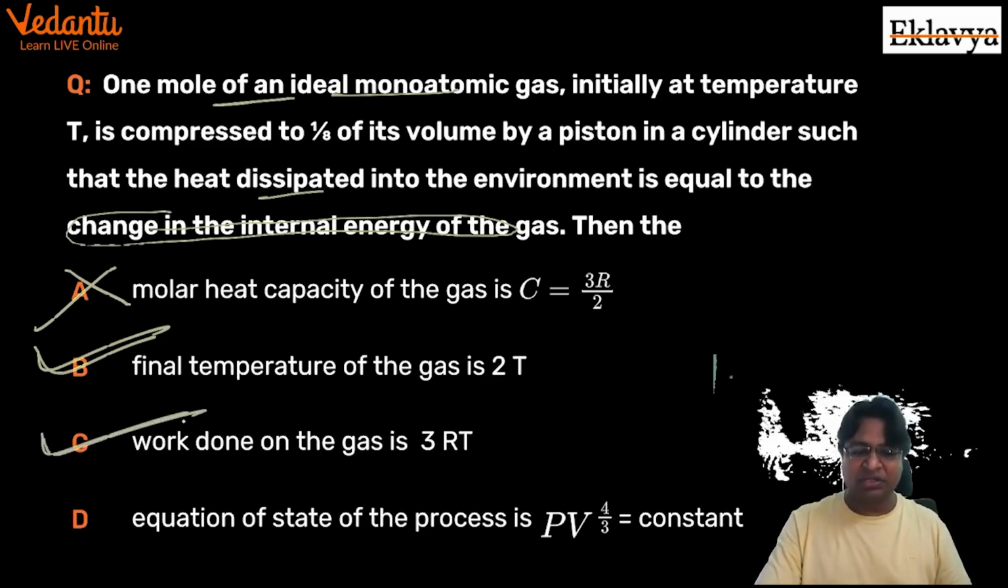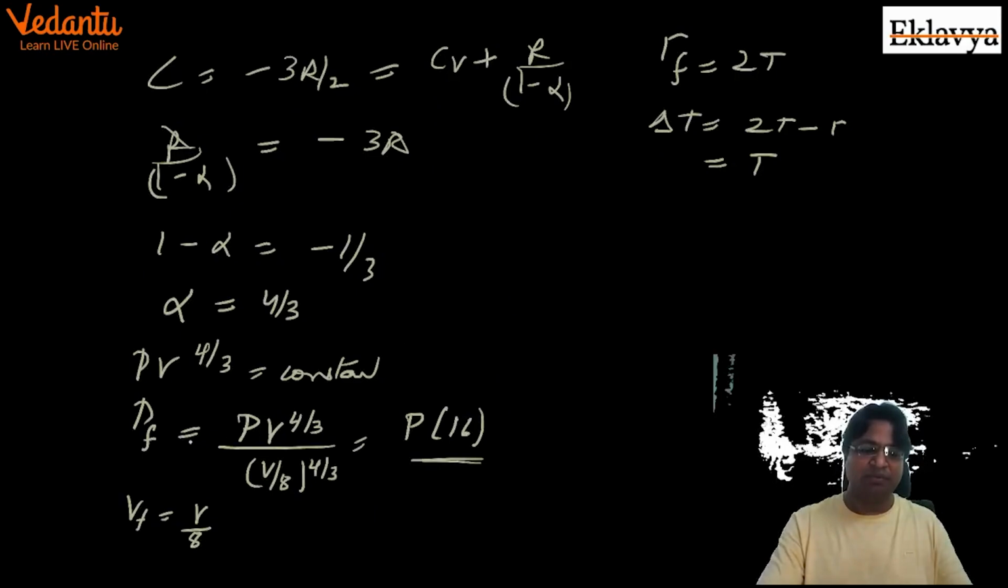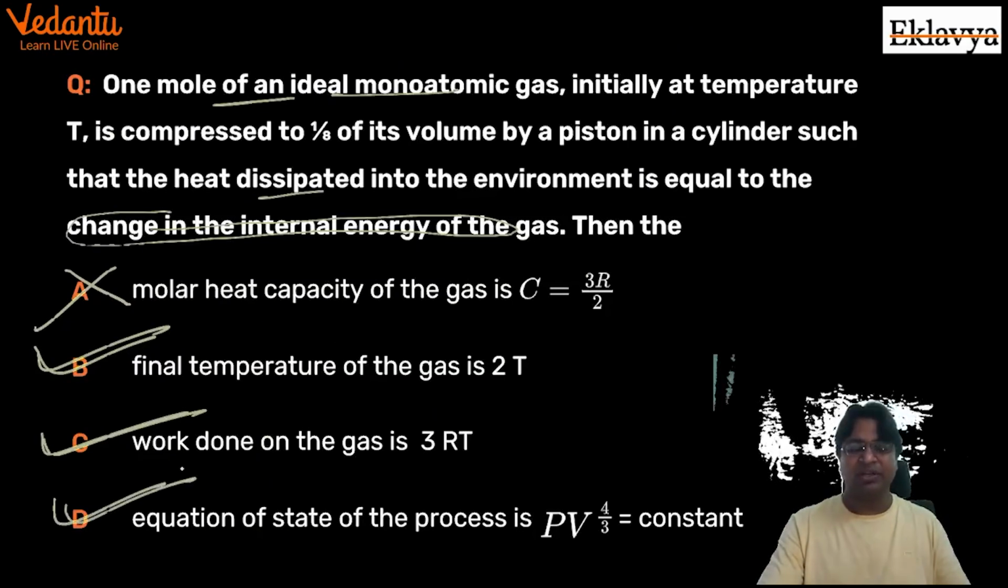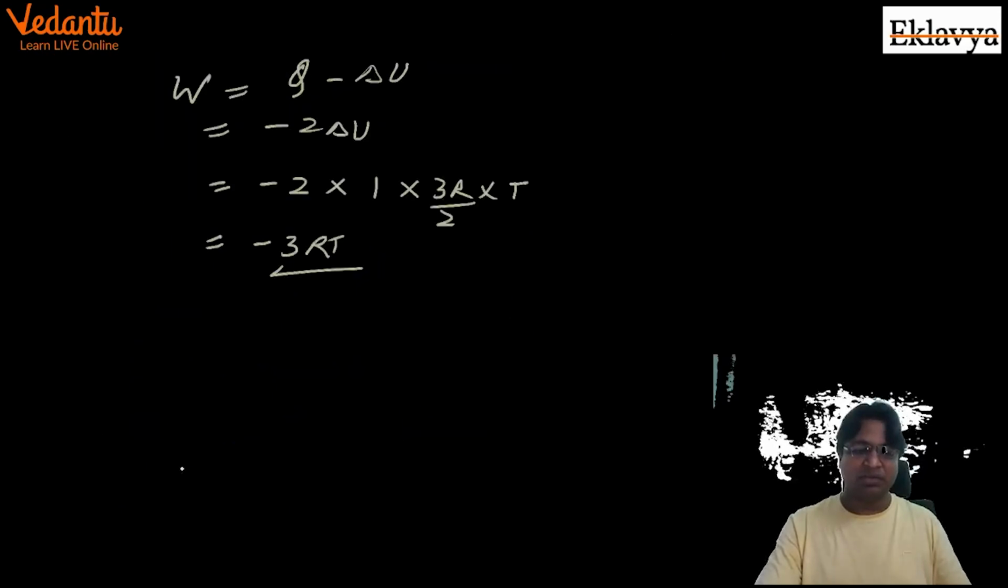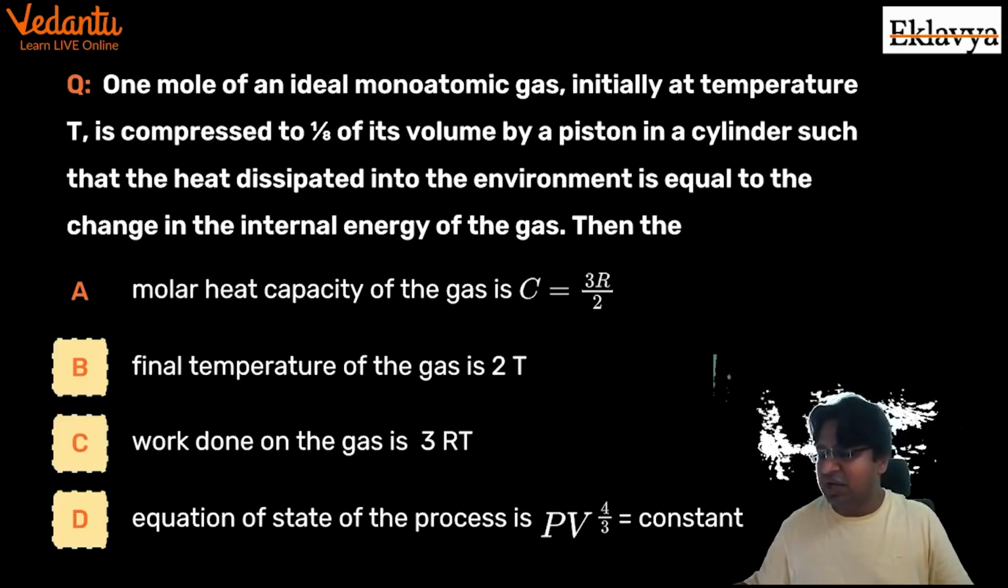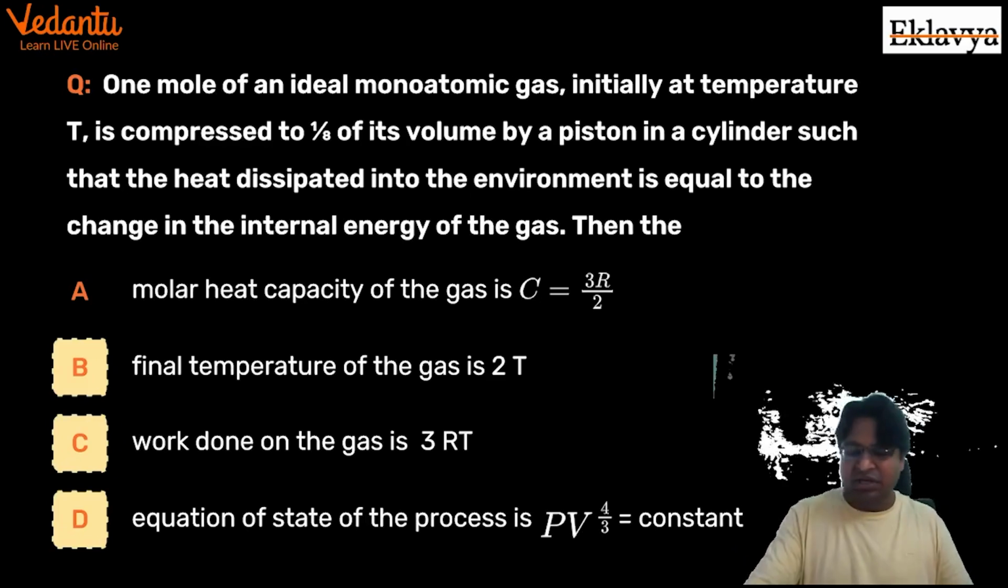Equation of the state, we have already figured it out, that equation would be PV raised to power 4 by 3 equal to constant. So yeah, this is correct. And therefore the correct answer to this question would be options B, C and D. And that brings us to the last question of this paper.